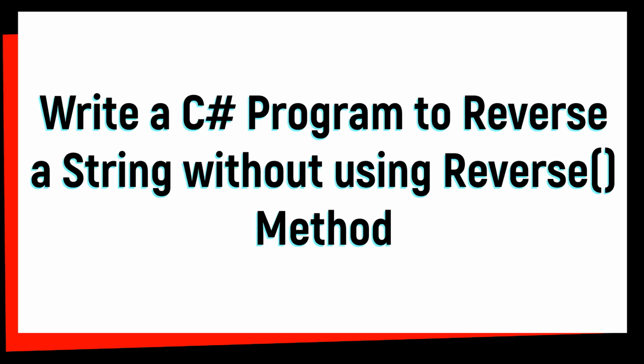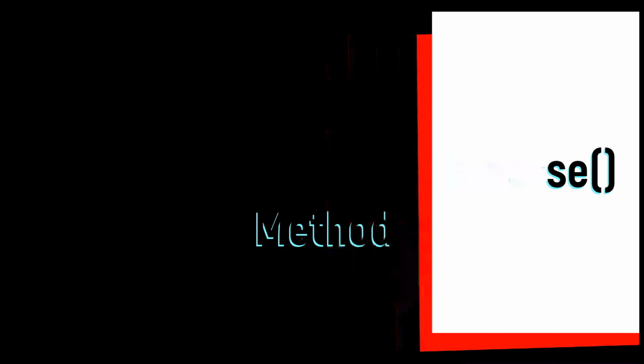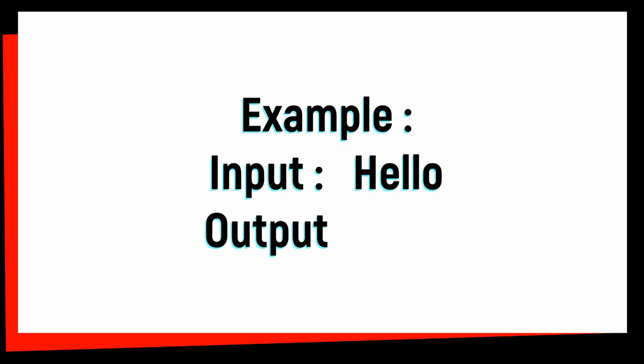Write a C Sharp program to reverse a string without using the reverse method. When we get this program, we always try to use the inbuilt function reverse. We should not use that, but we should still get the desired output. That is all about the expected question. If you pass hello as input, we should get the reverse of that as output.